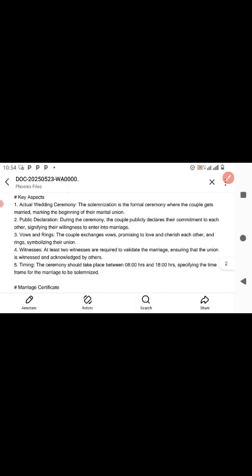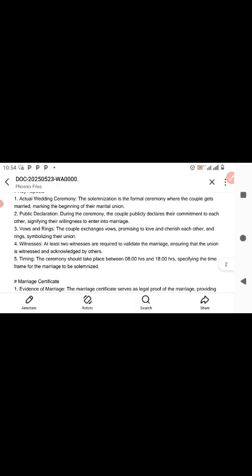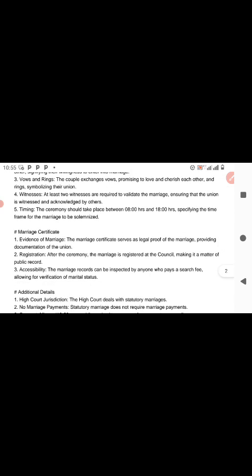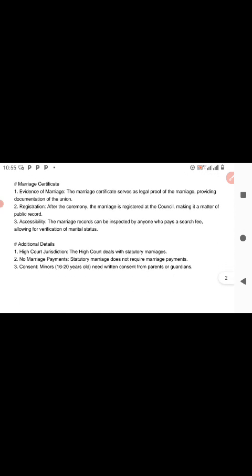So under solemnization, that is just the wedding ceremony where the couple will publicly declare that they love each other. Then they will exchange vows and rings in the presence of some witnesses, and then the ceremony will take place between somewhere 8 hours to 18 hours. All right, after which there will be issuance of the marriage certificate. So the last part there to seal it up will be the marriage certificate.